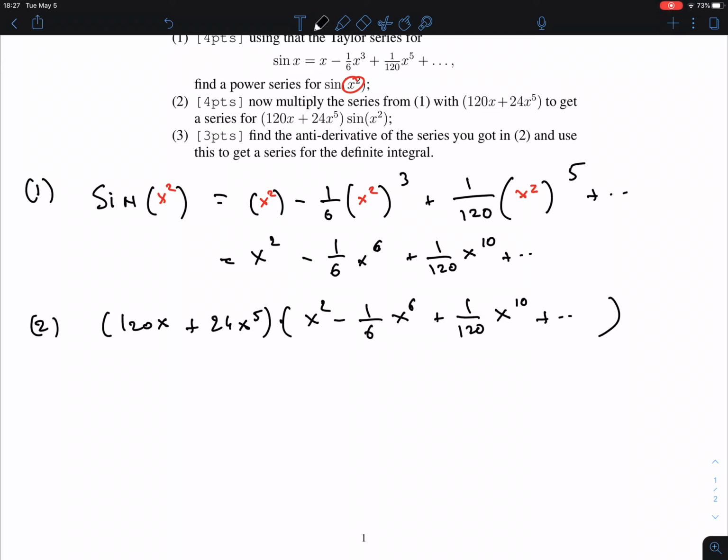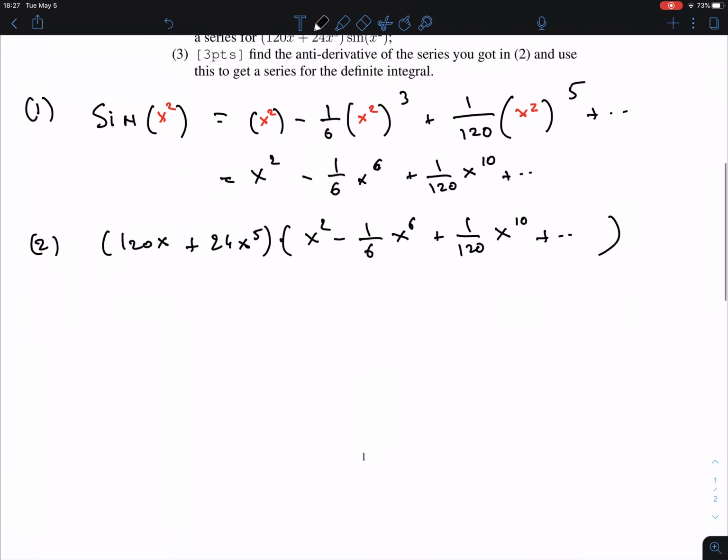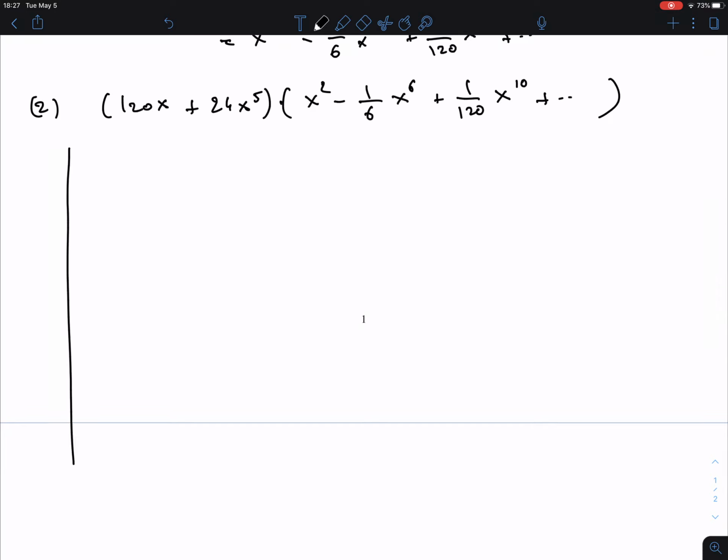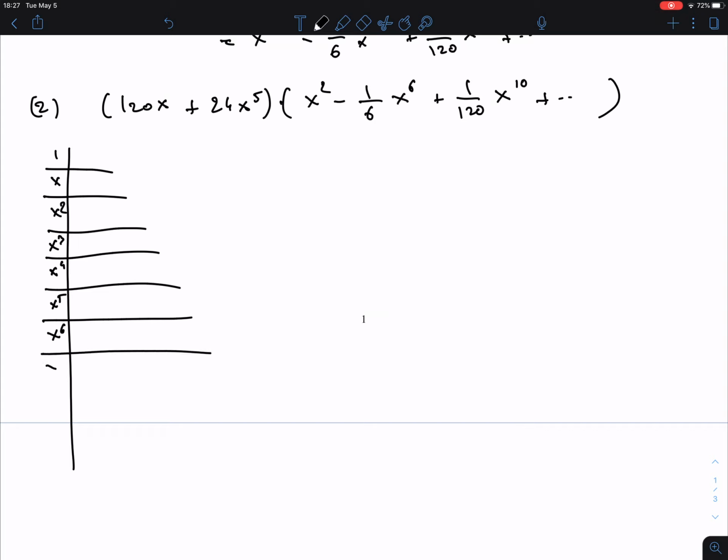And then, if you do that, somehow people seem to not notice that there are like terms and combine them. It's fine, you don't really have to, but it gets very messy and you have a lot of terms. So I'm going to do again the way that I would do this. I'm going to look at the possible powers that I can get. x squared, x cubed, x to the 4th, x to the 5th, x to the 6th, x to the 7th.